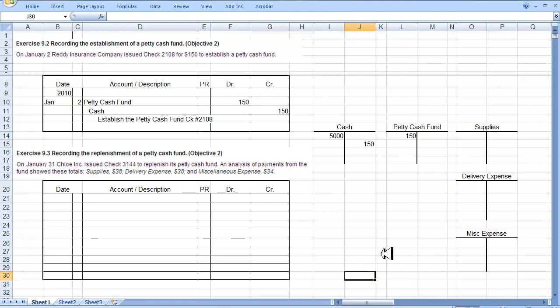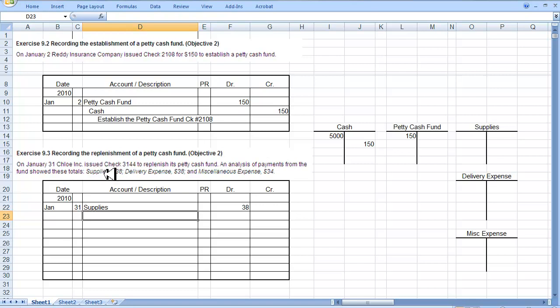Now a month goes by, and people have come with invoices to be reimbursed, and they've issued vouchers, and the person responsible for the fund has approved the voucher, and the person receiving the cash has signed the voucher as receiving it. At the end of the month, all of the receipts are added up. The receipts in the box plus the cash in the box should always equal the petty cash fund balance. So let's journalize the replenishment of the petty cash.